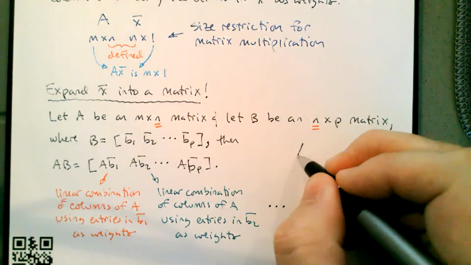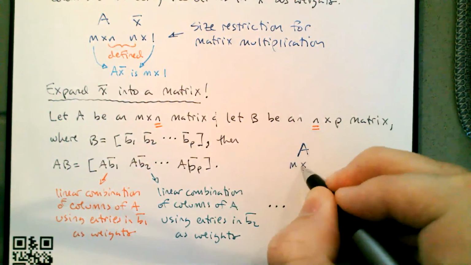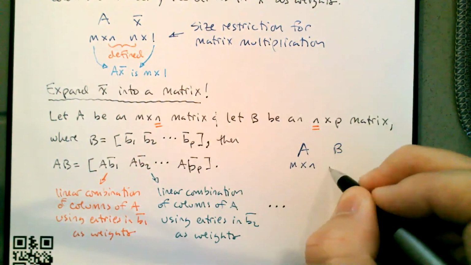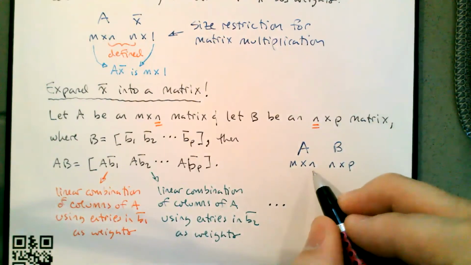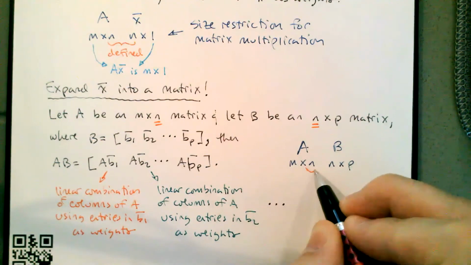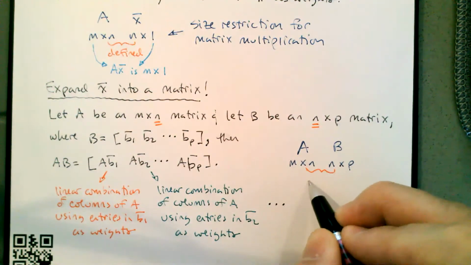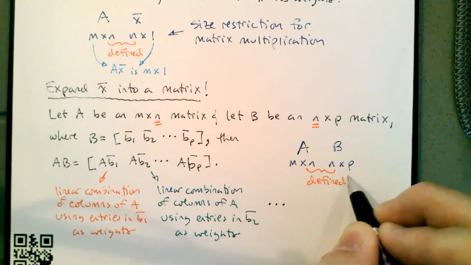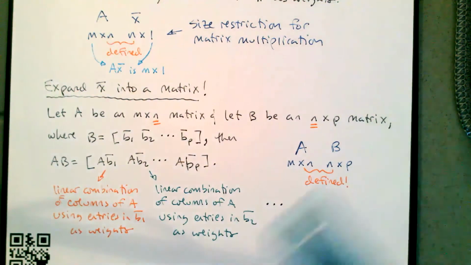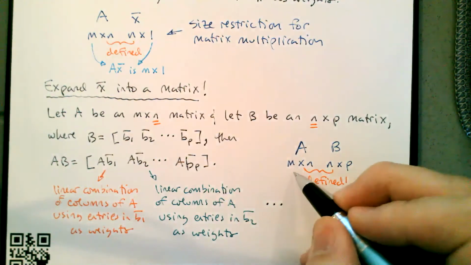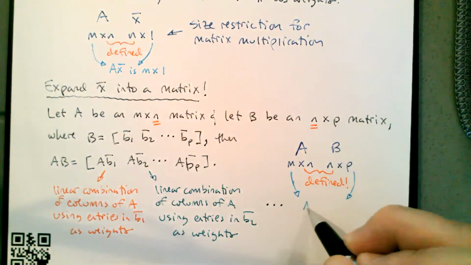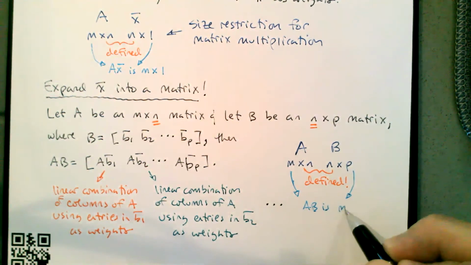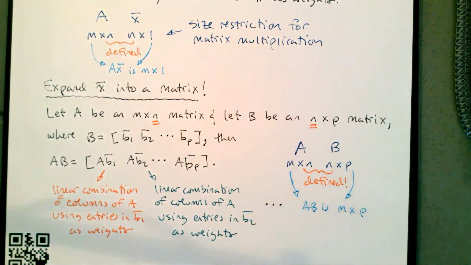So if I want to multiply A, which is m by n, times B, which is n by p, if the number of columns of A is equal to the number of rows of B, then the matrix multiplication is defined. And the product AB will be m rows and p columns. So just an expansion of what we did before.